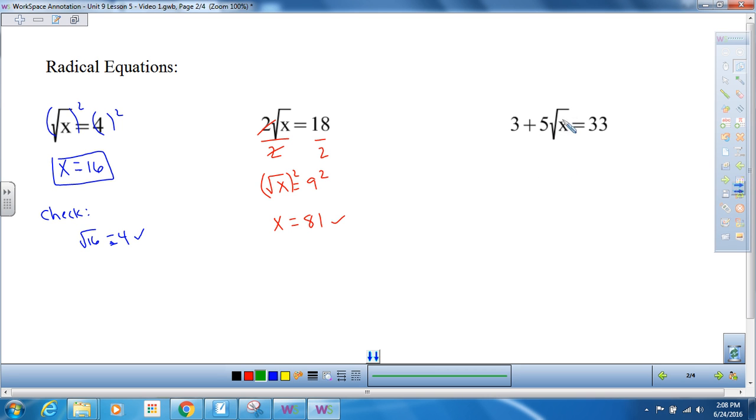Okay, so I need to get the radical x by itself, just like you would if that were in plain x. So the first thing is subtract 3. And then divide both sides by 5. Okay, now the square root of x is by itself. Square both sides. 36. And you plug it back in. It's correct.